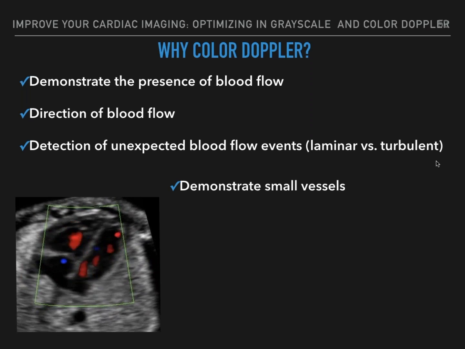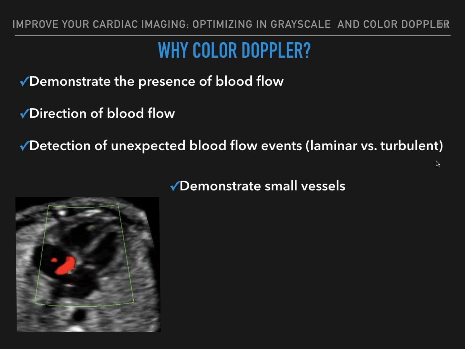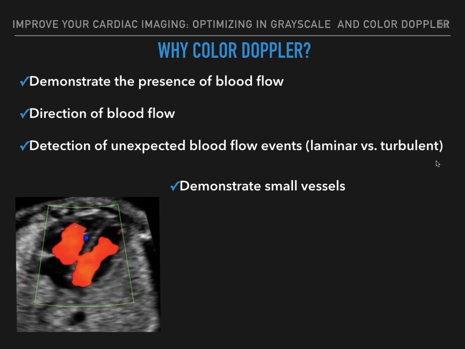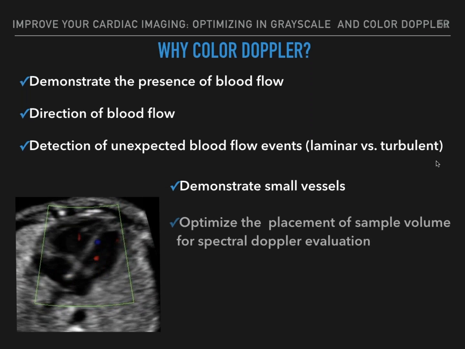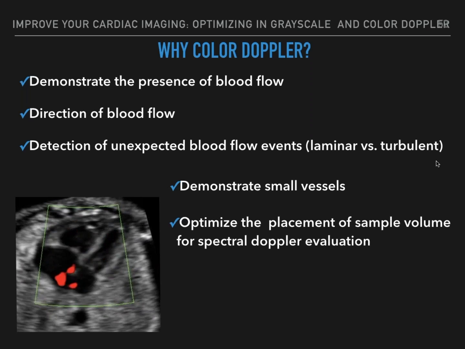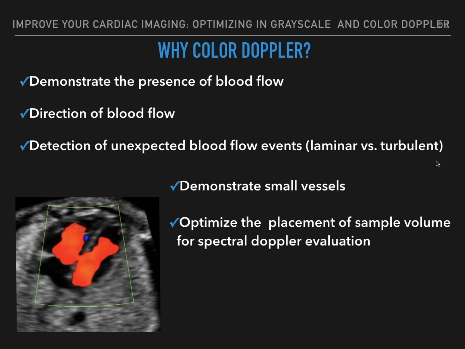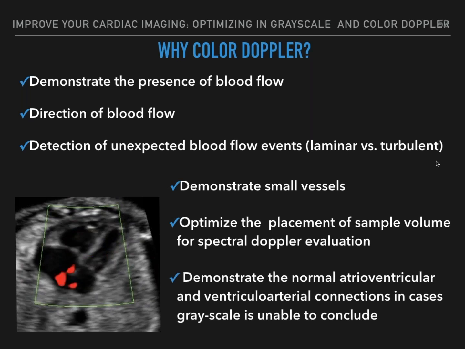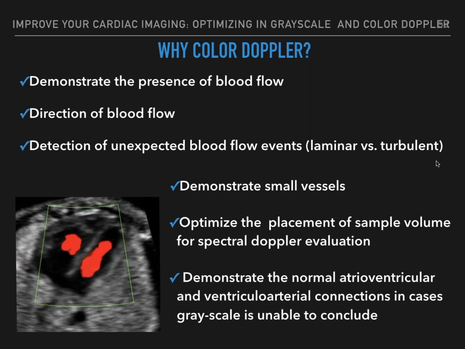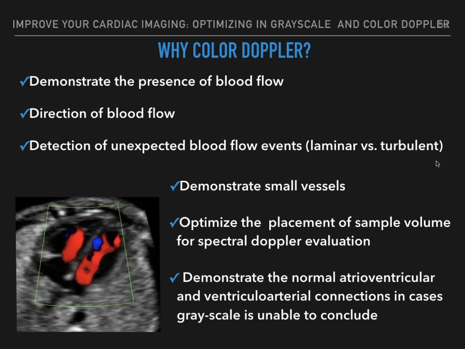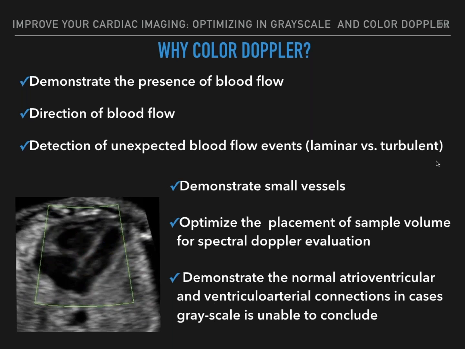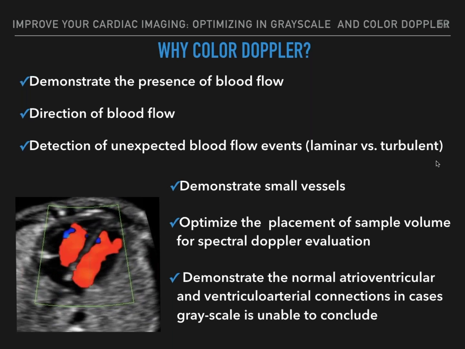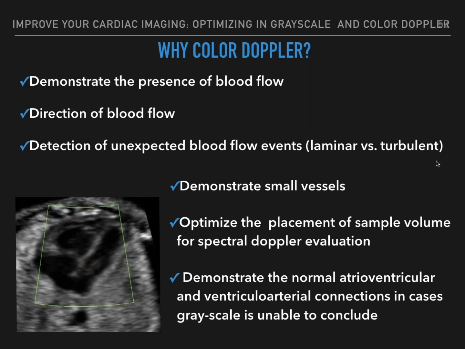It's also able to demonstrate small vessels, such as the pulmonary veins, ductus arteriosus, or even abnormal small vessels, such as collaterals or even a dilated azygous vein. Also, it optimizes the placement of the sample volume for spectral Doppler evaluation in the setting of stenosis or even regurgitations. And lastly, I felt it's very helpful to demonstrate the normal atrioventricular and ventriculoarterial connections in cases where grayscale is unable to conclude. So this also applies to your difficult scanning patients, such as an elevated body mass index patient.